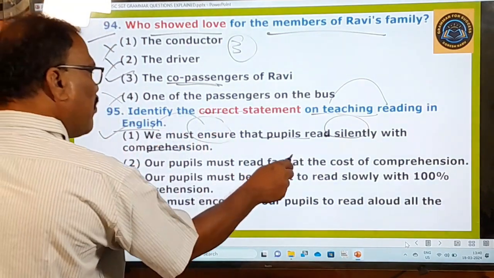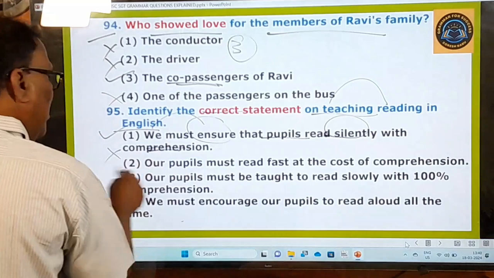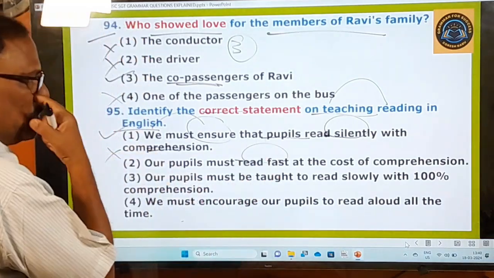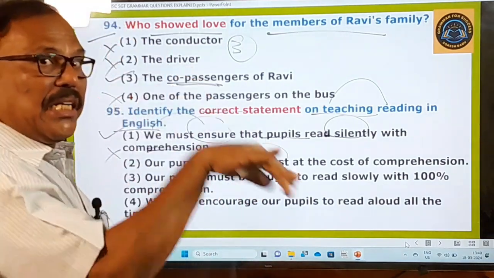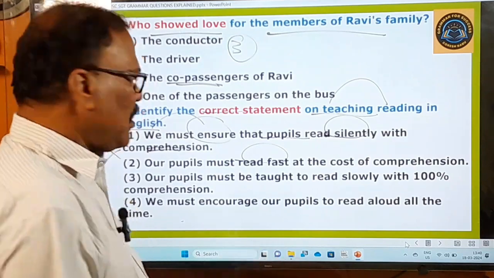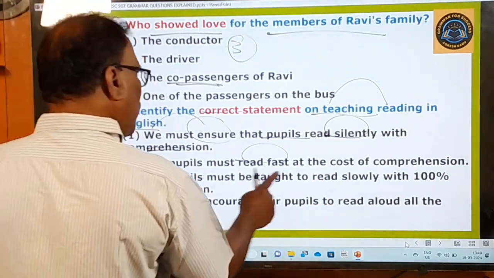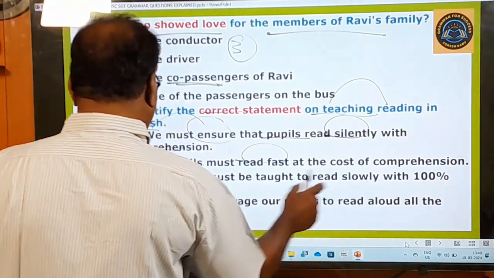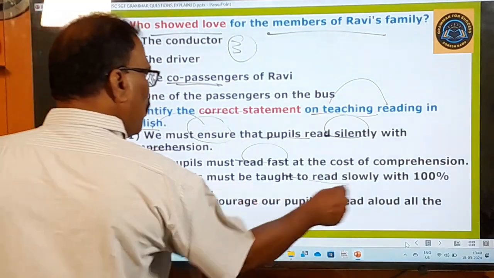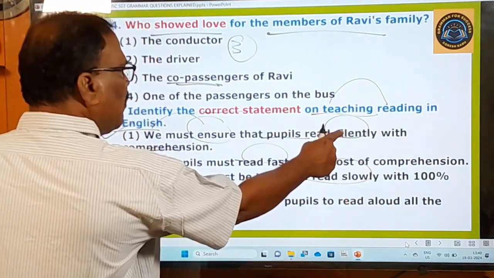Our pupils must read fast at the cost of comprehension. No, they should not be asked to read fast at the cost of understanding the passage. That's not a good thing. Our pupils must be taught to read slowly with 100%. No, don't read slowly, please. Silently you have to read, but not slowly.